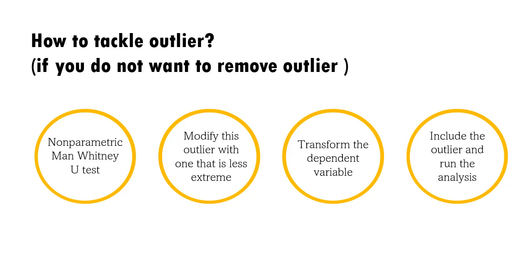If you do not want to remove the outlier, then one alternative is to use a non-parametric analog, that is the Mann-Whitney U-test. You can modify the outlier with the next less extreme value, or you can transform the dependent variable, or again one very common option is to include the outlier in your analysis, run the analysis, but do report them in your statistical analysis plan.